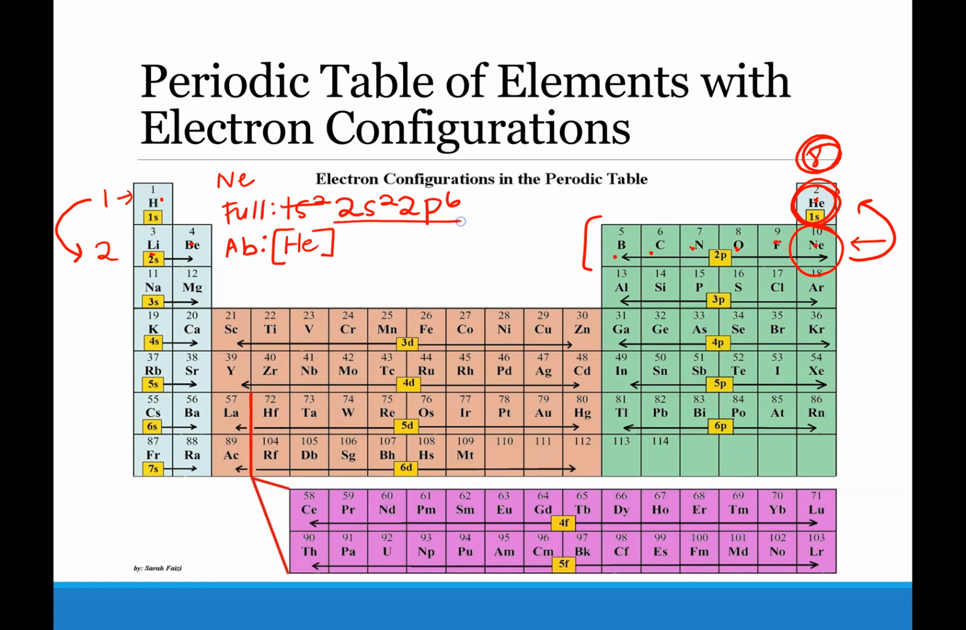After you've scratched through the electron configuration for the noble gas of interest, you're going to write the rest of it behind the closed bracket. So 2s2, 2p6. And that is how you do the abbreviated electron configuration for neon.